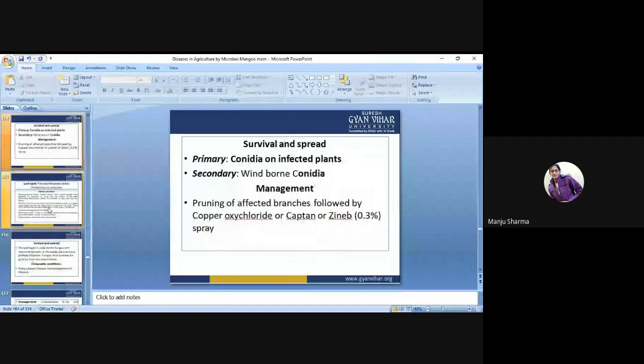Survival and spread of the pathogen. Primary survival is through conidia on infected plants. Secondary spread is by wind-borne conidia. Management: pruning of affected branches, followed by a 0.3% spray of copper oxychloride or captan.